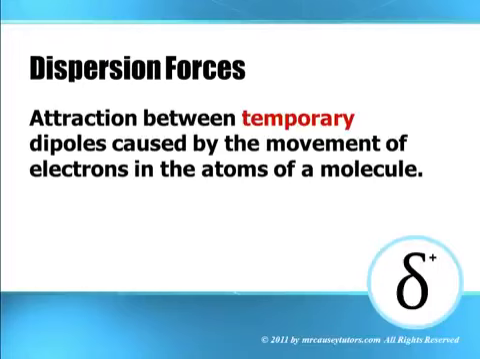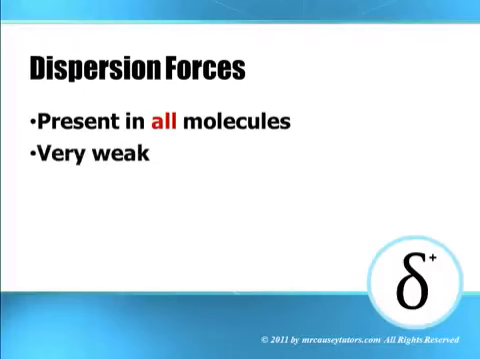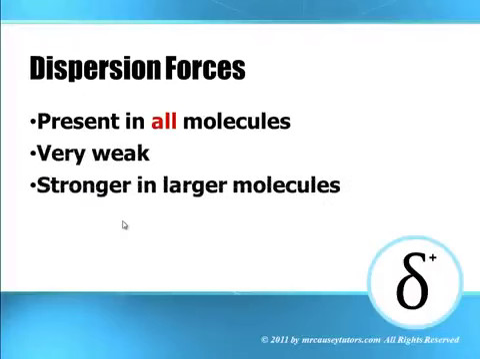Let's look at dispersion forces. Attraction between temporary dipoles caused by the movement of electrons in the atoms of a molecule. What happens here, in some molecules, the electronegativity may not be very strong, but there's still electrons there, and those electrons are still moving about, and sometimes they may be moved towards one side of an atom, and that will create a momentary positive charge or negative charge, thereby causing a positive or negative charge in another molecule or atom. And because of that, we have these momentary, quick, temporary dipoles that have an attraction to each other. They're present in all molecules, very weak, and stronger in larger molecules.